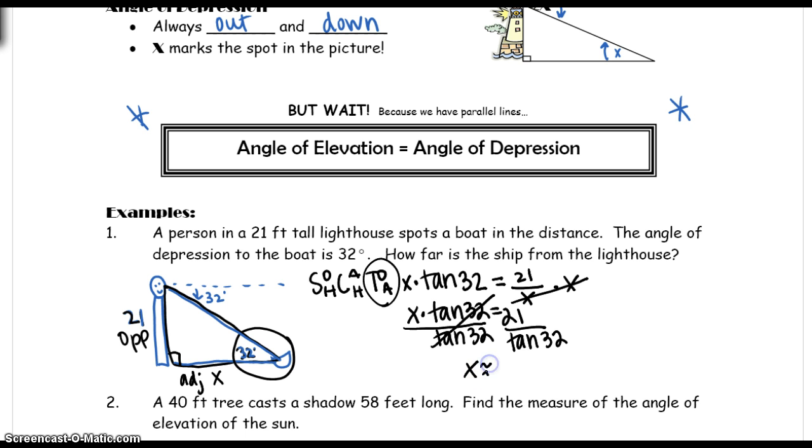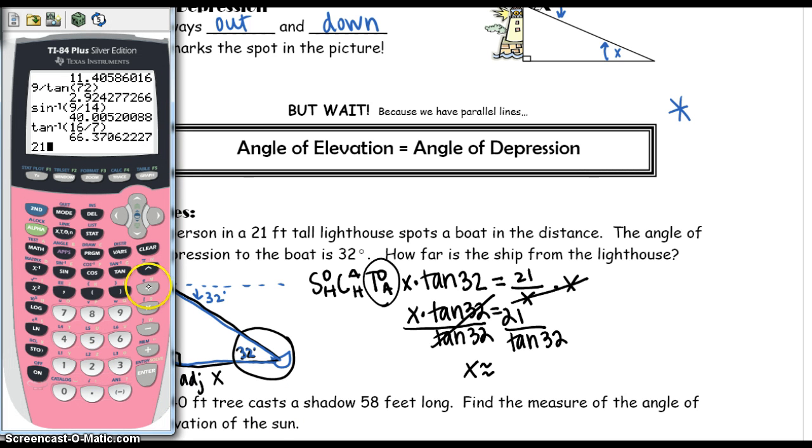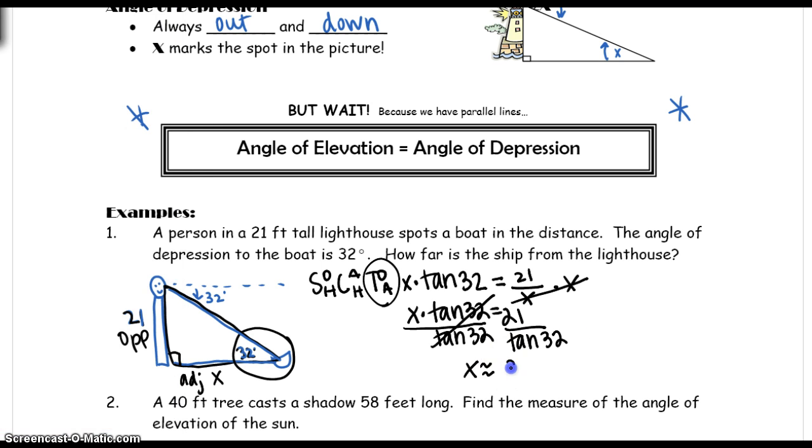So now, this is a side, right? So if it's a side, we're going to go ahead and round to the tenths. We're going to do 21 divided by the tangent of 32 on our calculator, and make sure you're in degrees, which I am. And this 0 will not do anything to this 6. So we're going to say 33.6. And what are the units? 33.6 what? Feet. Okay, that's how far away the boat is from the base of the lighthouse.